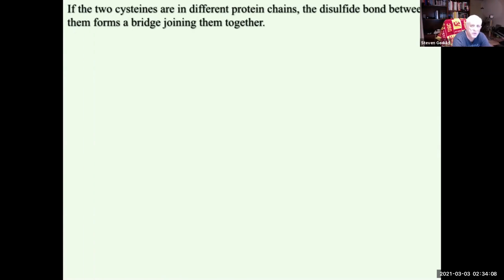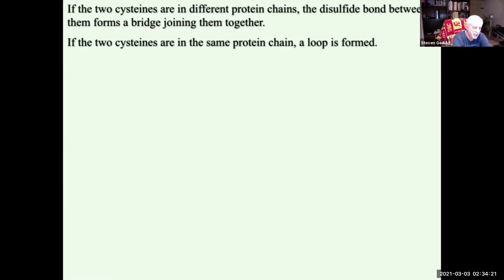If 2 cysteine molecules are in different protein chains, the disulfide bond between them forms a bridge, joining these 2 together. So it can form these amino acids into a chain. If 2 cysteines are in the same protein chain, it forms a loop. In other words, if you have a protein chain that looks like this, and you have an SH here and an SH here, if you lose these hydrogens in the same chain, that disulfide bond now forms a loop in the protein instead of forming a longer chain. So it determines the shape of a lot of our proteins, and that determines their functionality in the body.